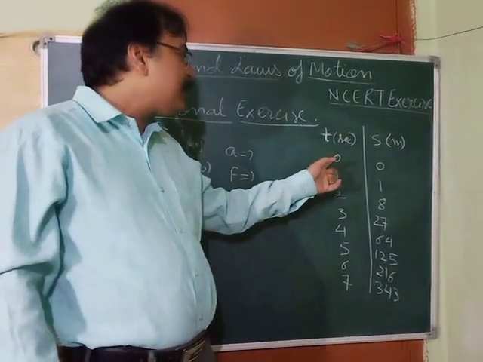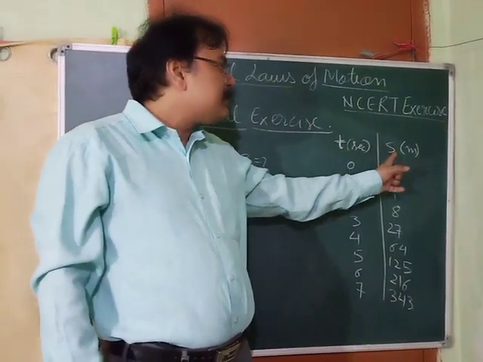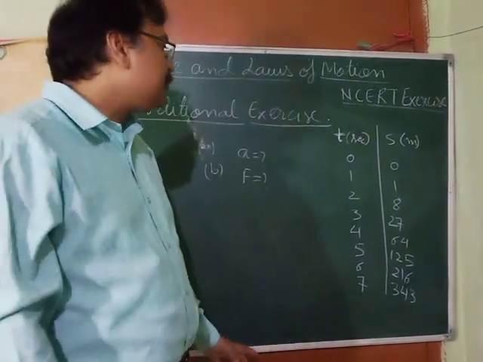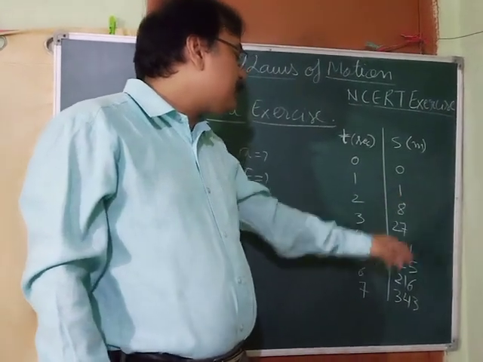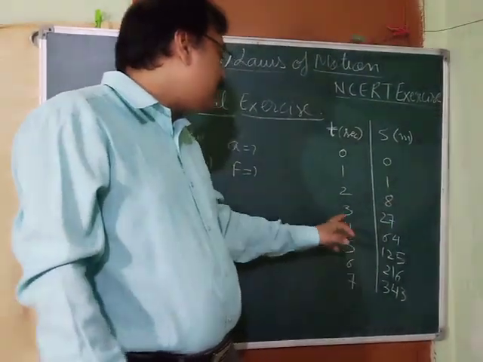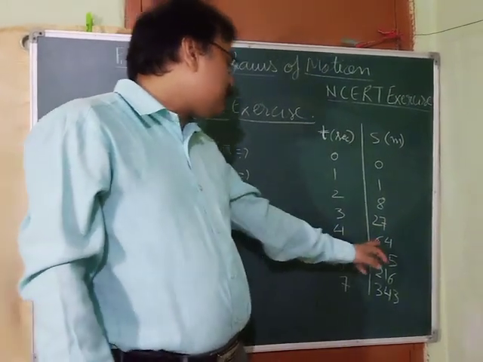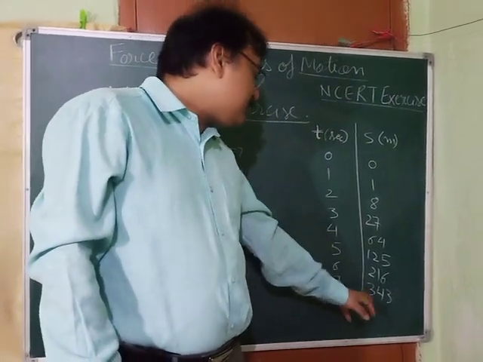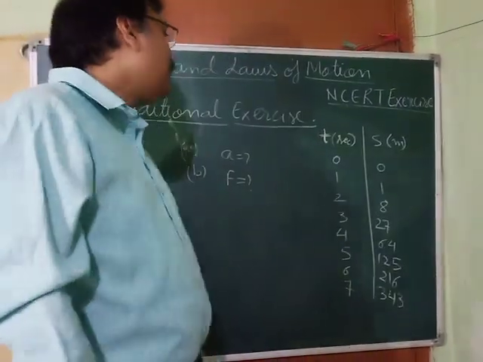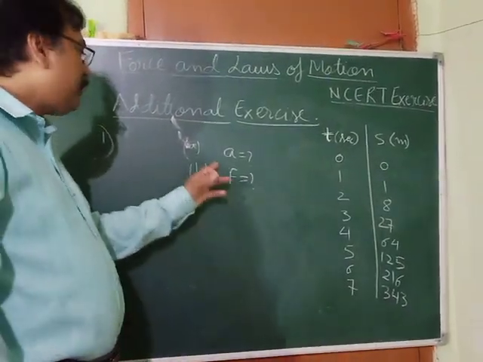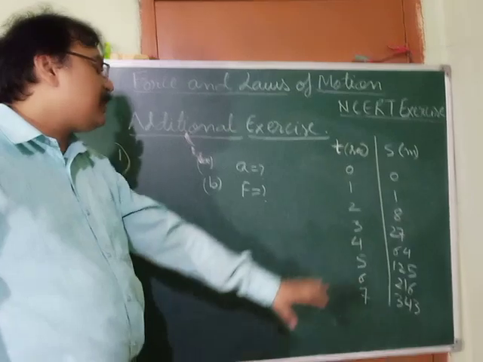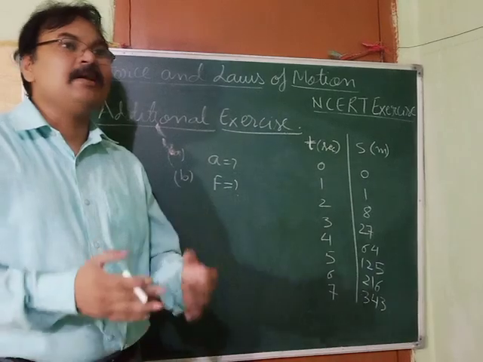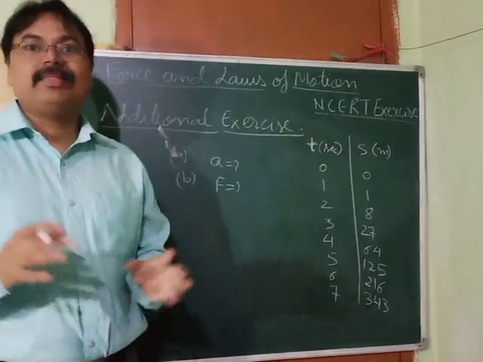Time is taken in seconds, distance is taken in meters. At 0 second it is at 0 position, it has covered 0 meter. In first 1 second it has covered 1 meter, in 2 seconds 8 meter, in 3 seconds 27 meter, in 4 it is 64, in 5 seconds 125, 6 seconds 216, and 7 seconds 343 meter. By seeing this data, we have to find out whether the acceleration of the body is constant, increasing or decreasing.